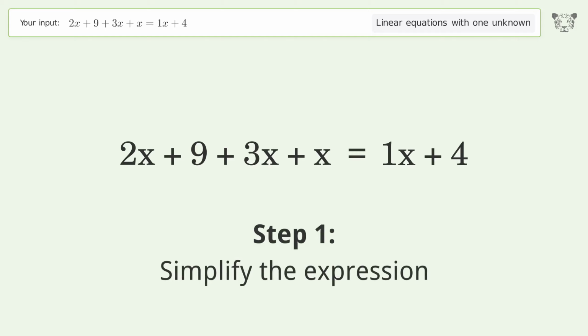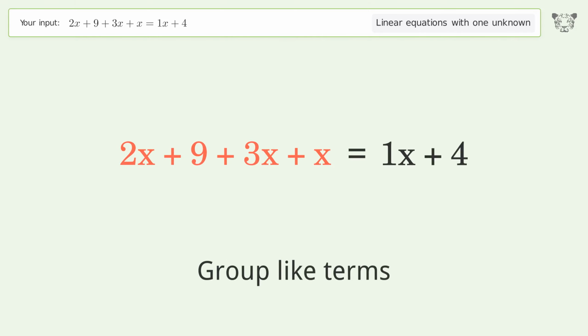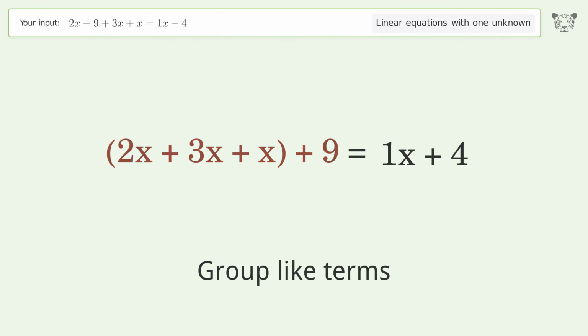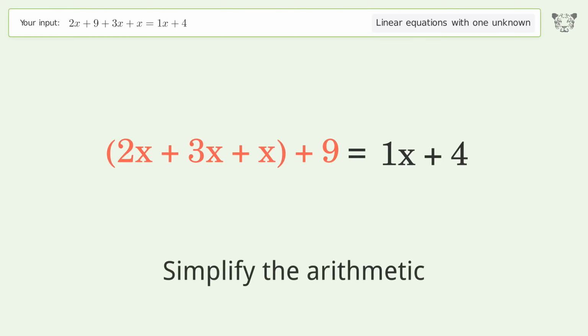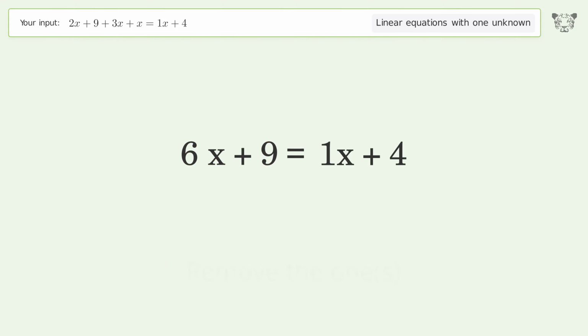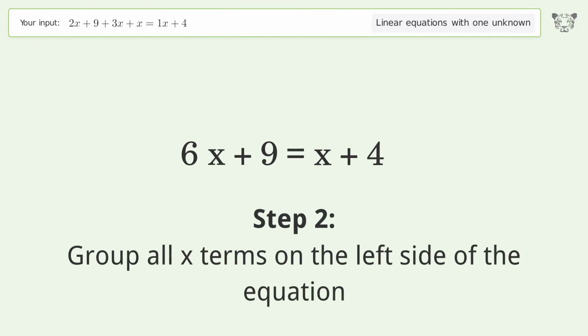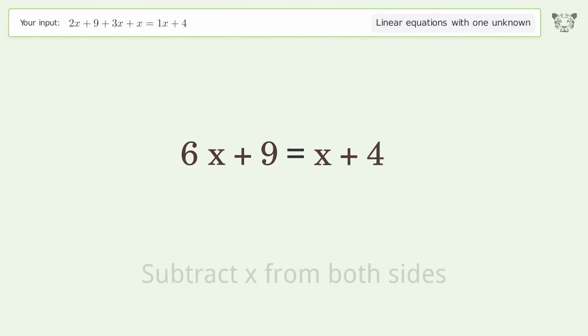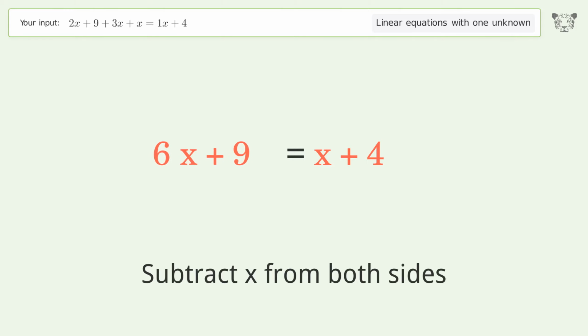Simplify the expression. Group like terms. Simplify the arithmetic. Remove the ones. Group all x terms on the left side of the equation. Subtract x from both sides.